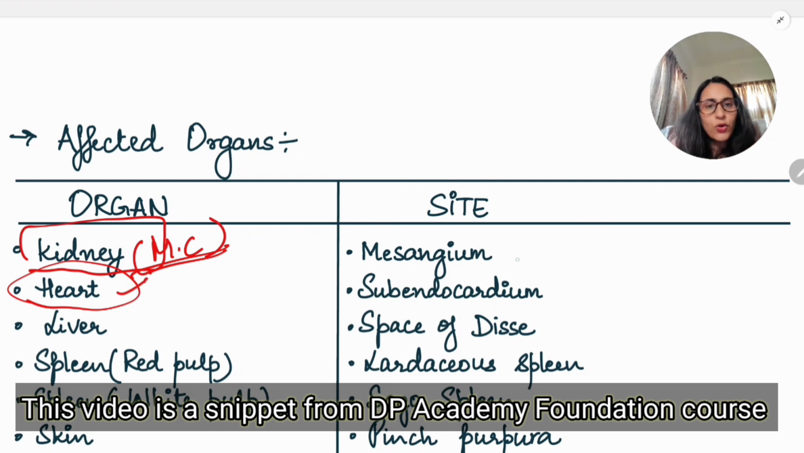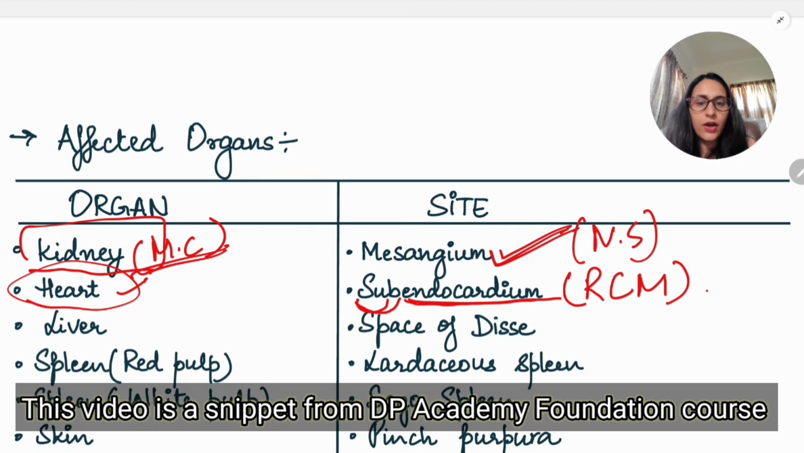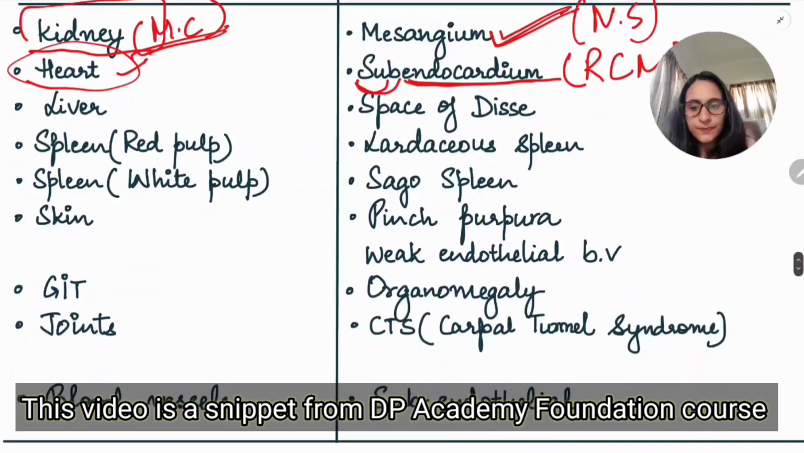So in the kidney, it is deposited in the mesangium, and it presents clinically as nephrotic syndrome. In the heart, it is deposited in the subendocardium. Endo means inner, the endothelium layer, and cardium means of the heart. So the endothelium of the heart is the endocardium. In the subendocardium, this amyloid is deposited and it clinically presents as restrictive cardiomyopathy. Nephrotic syndrome in kidney and restrictive cardiomyopathy in heart.